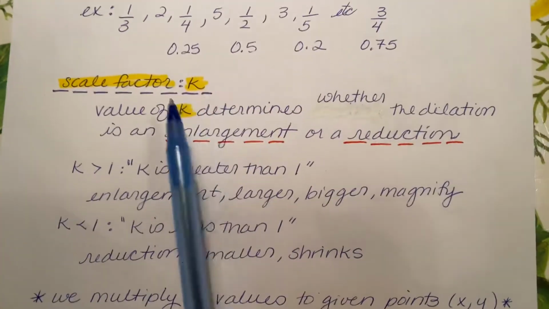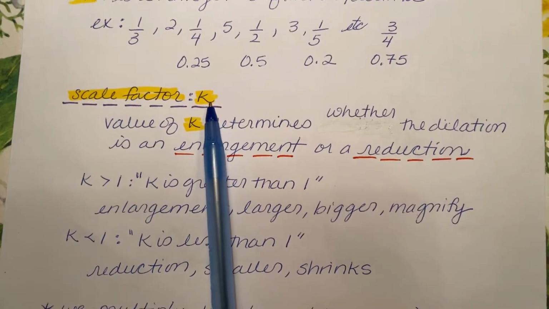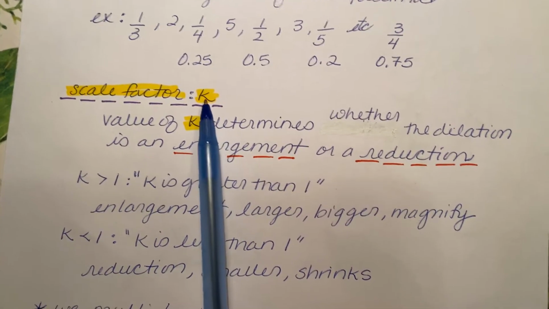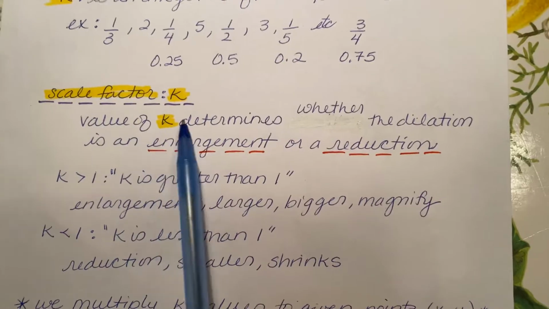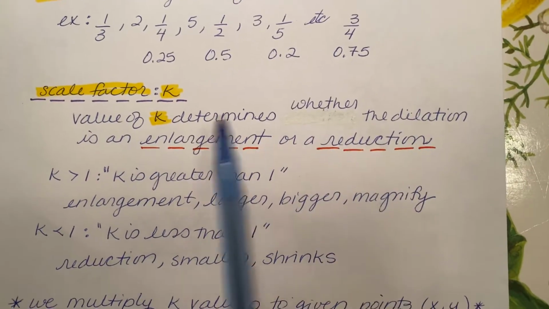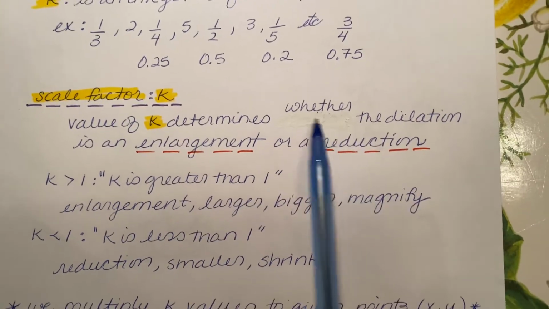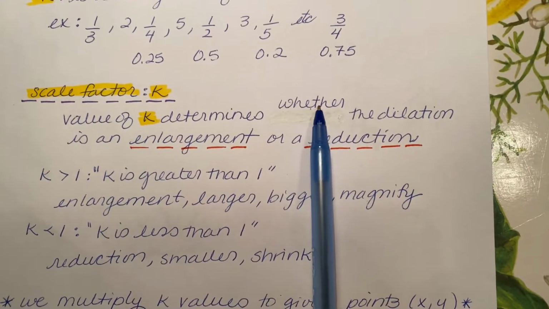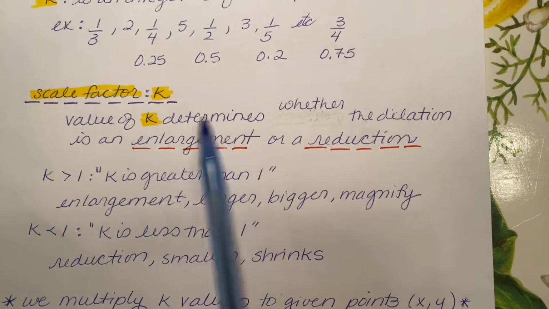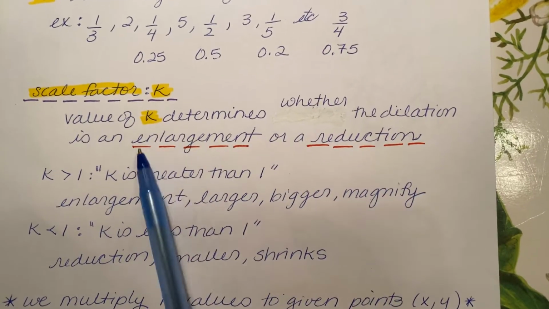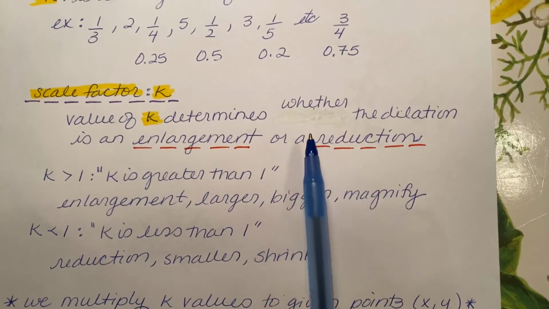Okay, scale factor, K. K is your scale factor. It's a lowercase k, by the way, it's not capitalized. The value of K determines whether the dilation is an enlargement or a reduction, meaning does it get larger or smaller?